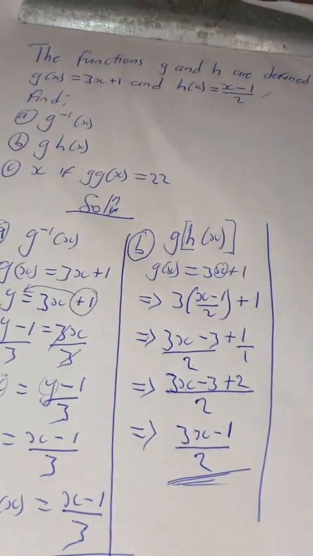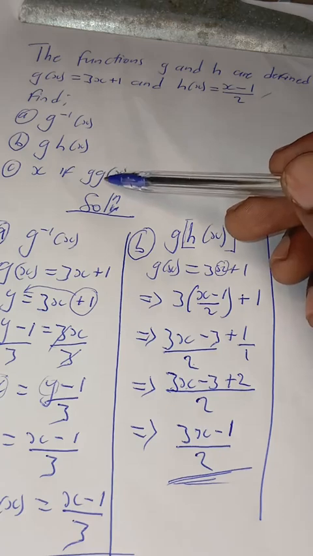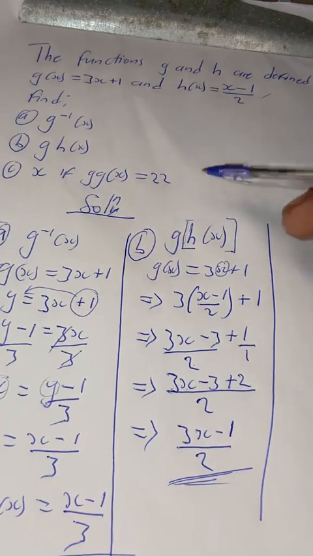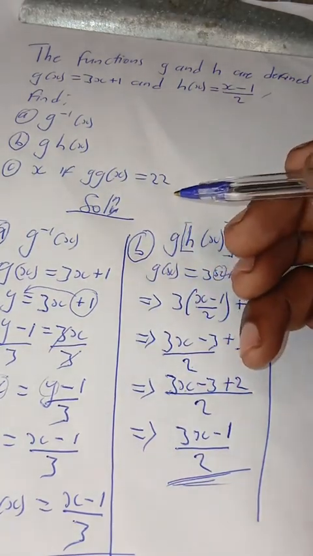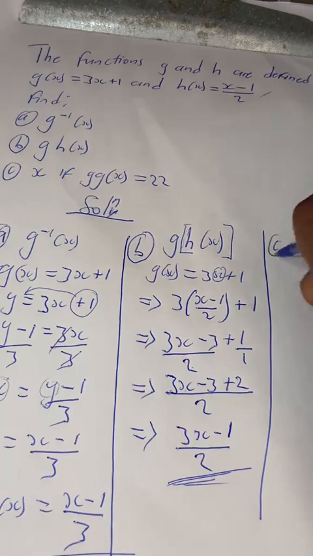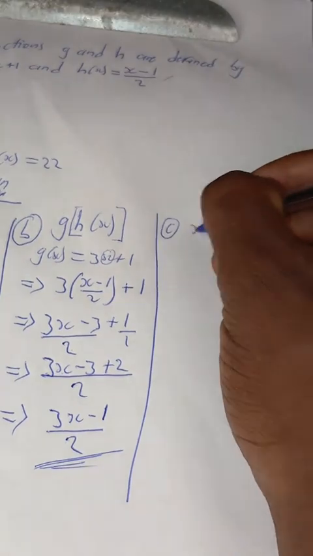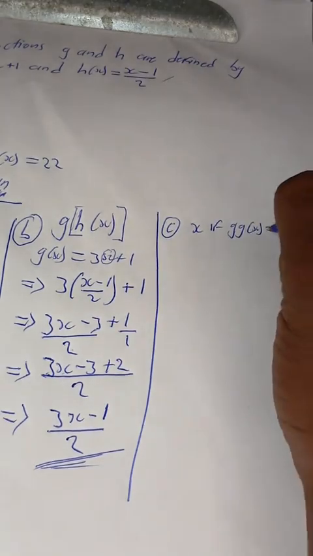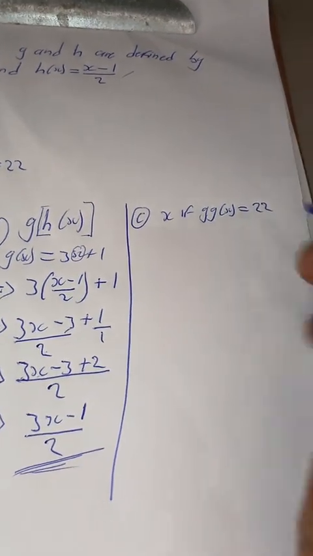The last one says we should find x if and only if g of x is equal to 22. Okay? So now, they are saying g of x should be equal to 22. Now, what is happening here? This is very funny. This is very fun. This is a bonus. Okay, let me just rewrite the question here saying x, if we are finding g of g of x is equal to 22. Very funny and interesting kind of a question.